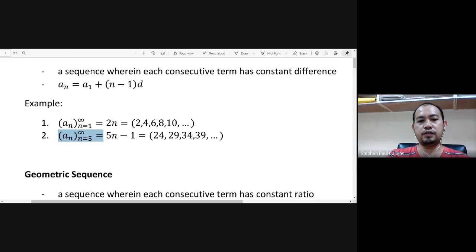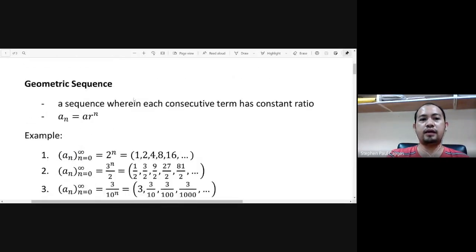And then we can also have this one. So our formula is given as 5n minus 1, and we want to start our n at 5. So substituting n to be 5, so 5 times 5 minus 1, that's 24. Then 5 times 6 minus 1, 29. Then 34, 39, and so on. And we will see here that the difference, 29 minus 24, that's 5. 34 minus 29, that's 5. 39 minus 34, that's 5. So the difference is also constant for each of the consecutive terms. So we see here that this is our constant difference.